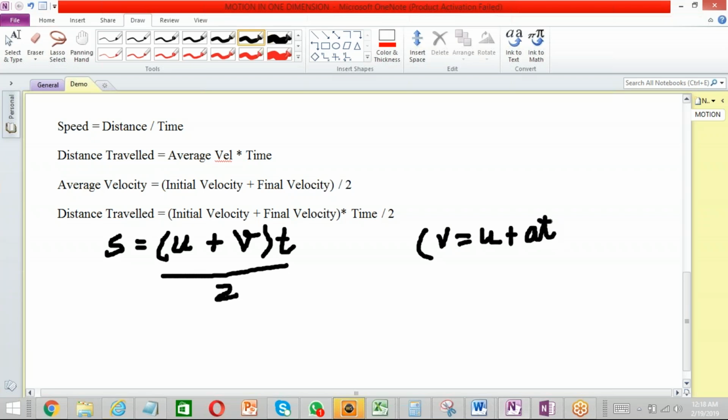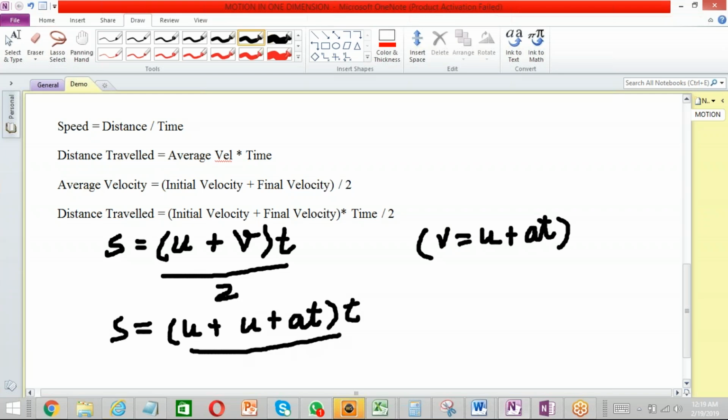This is what we have already proved in the previous derivation. So just put this value of v over here. What will it become? This will become s equals u plus u plus at into t upon 2, isn't it? This is how you can write it.